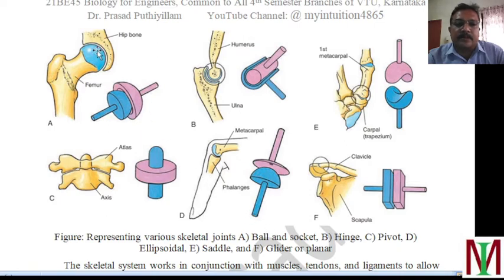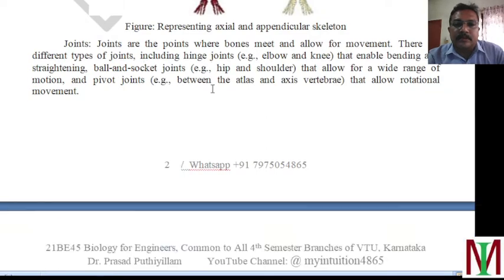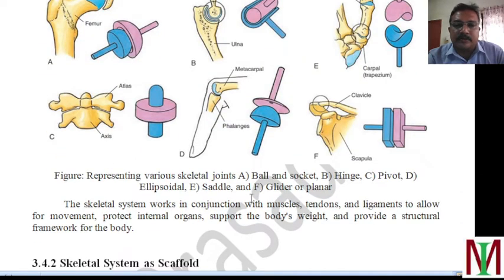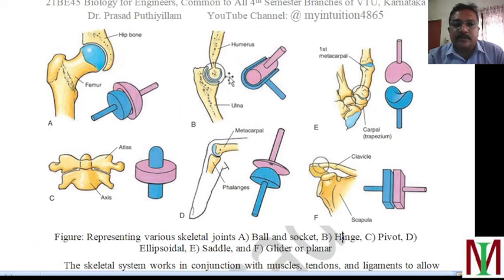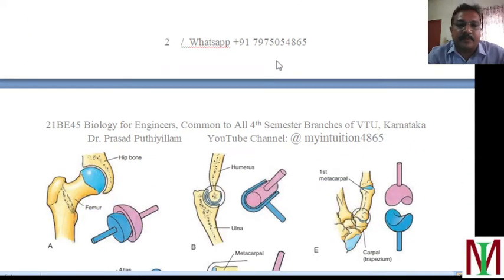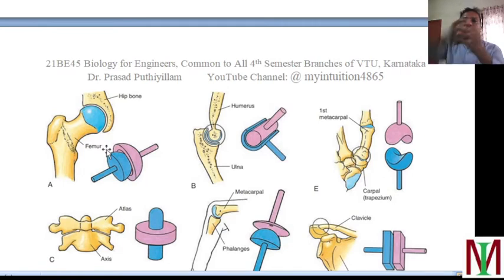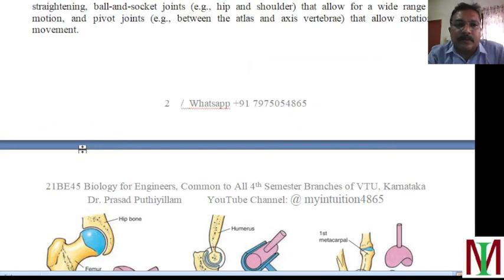Ball and socket. Hinge joints, where are hinge joints? B. This is the hinge joint, which makes the bending and straightening. Ball and socket joints, hip and shoulder, allow for a wide range of motions. Full rotation is possible, and that is given by the ball and socket type. So that is the ball and socket joints.